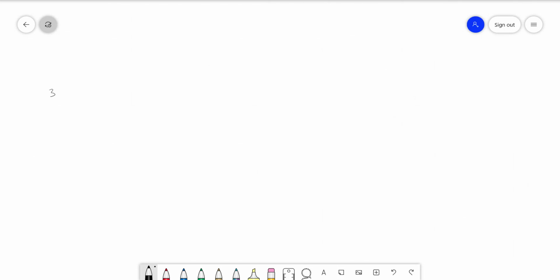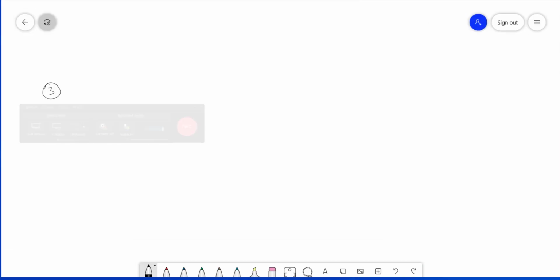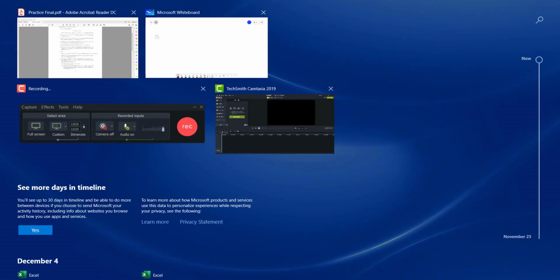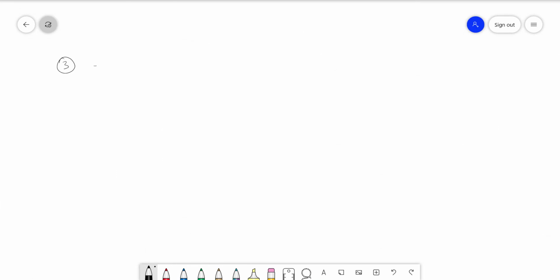Let's move on to the third problem on this review. So here we're given this vector field f, and we're trying to evaluate the line integral over this unit circle. Okay. So I'll write down some of that information. Here is the vector field. Looks pretty messy. Okay, so that's f.